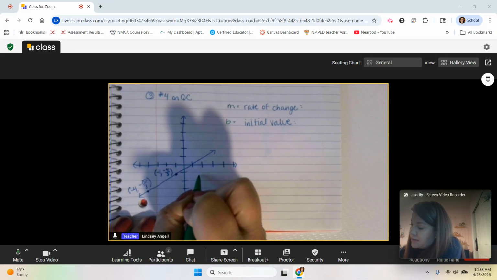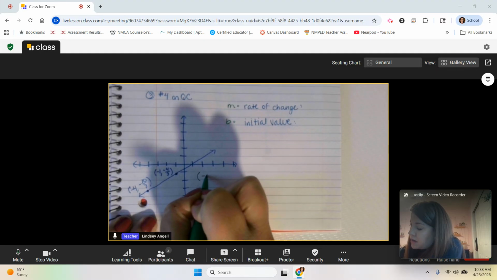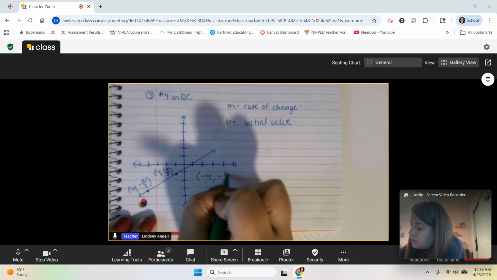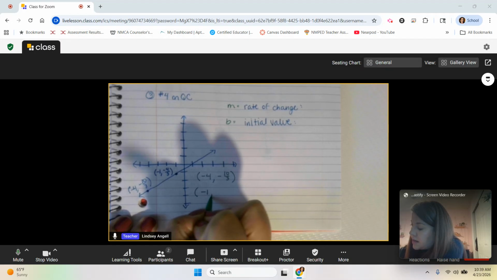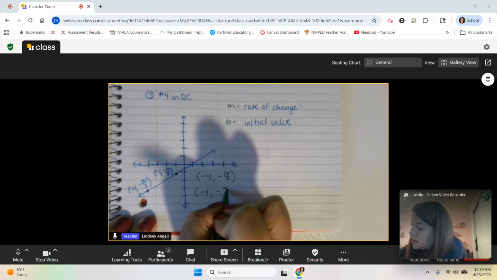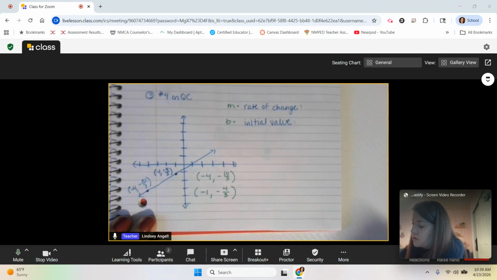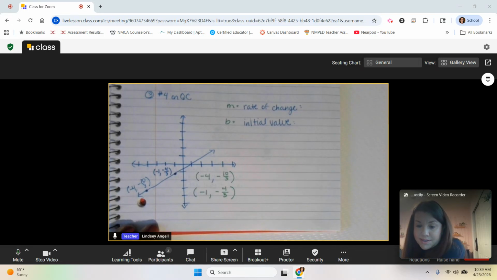So I have, just like the last problem, 2 points. I'm just going to write them over here so I can see them a little better. We've got (-4, 10/3) and (-1, -4/3). So still the same process, there just happens to be fractions involved, which I know can be a little intimidating. But we're going to be okay, I promise.